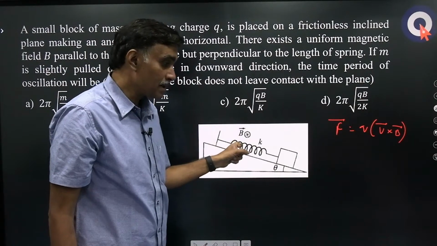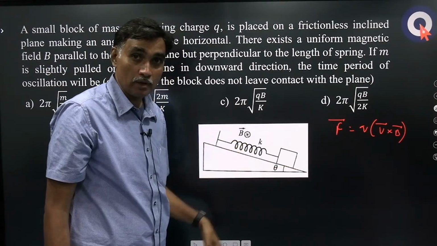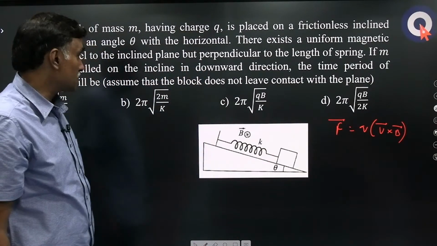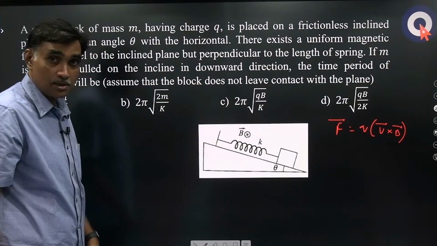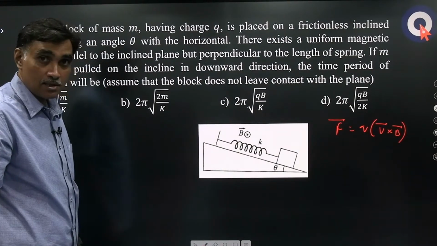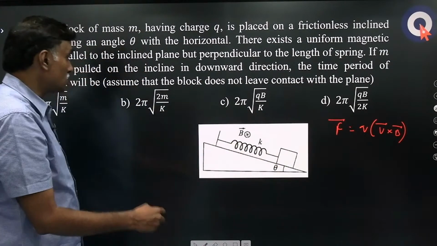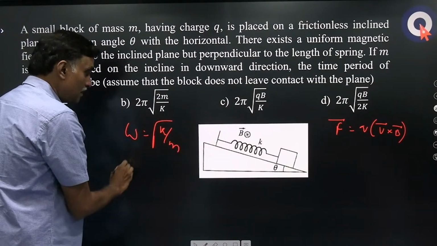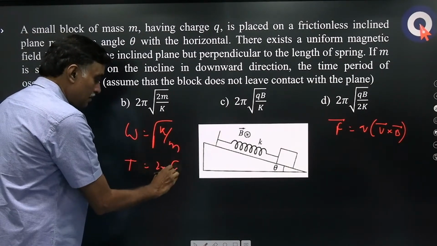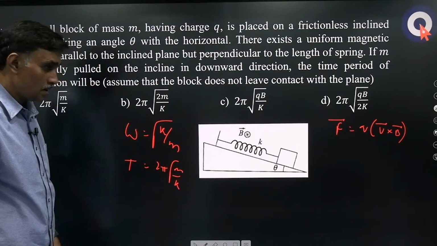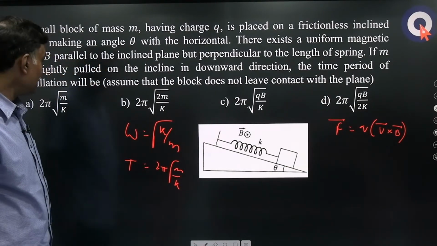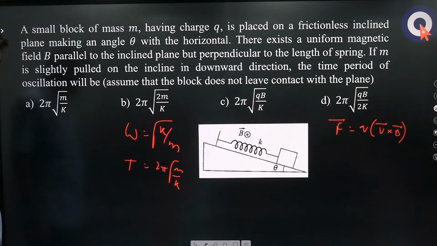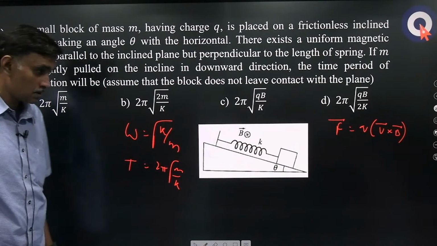So, that does not have any effect on the frequency of oscillation. Okay. So, what is the frequency of oscillation? It only depends on the spring constant, and the other force is mg sin theta, which is a constant force, and frequency does not depend on a constant force for linear SHM. So, what is omega? I will get omega is root k by m, angular frequency, and time period 2 pi root m by k. So, the answer is A, 2 pi root m by k. Okay.